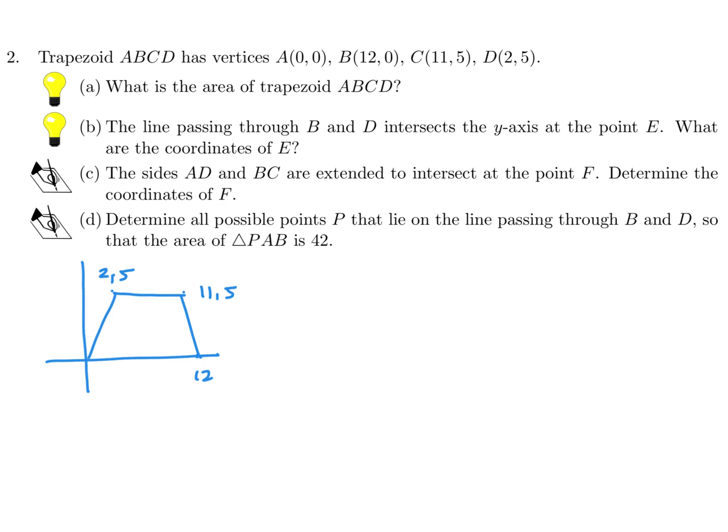So how do you find the area of a trapezoid? There are a few ways of doing this, but I'm just going to do the standard way. You add this side and that side. This side is 12, and that side is going from 2 to 11, so that's 9. Then you divide that by 2, and then you multiply by the height. The height in this case is the y-coordinate, which is 5. When you do that math, it comes to 52.5.